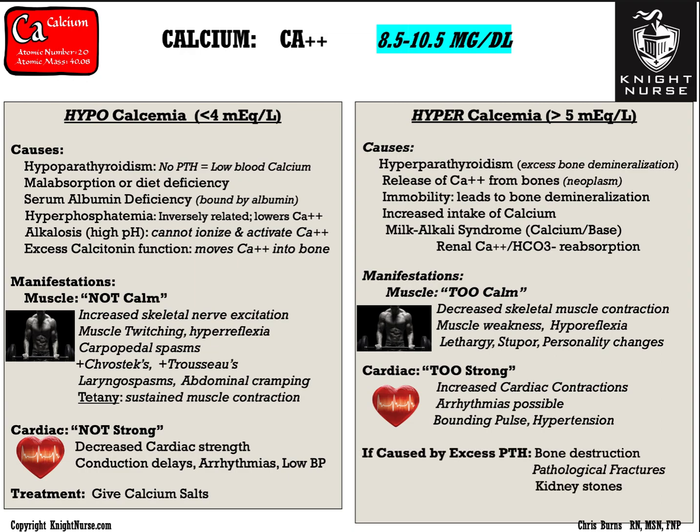Now, if the hypercalcemia is caused from hyperparathyroidism, you're stripping bone. So if you're stripping bone of all of its calcium, you're weakening the bone and you're dumping calcium into the bloodstream. So you can get bone destruction and pathological fractures where they don't need any trauma. Their bones just break because they're weak. And you can also get kidney stones. So the treatment for this is to give phosphate salts, because if you give phosphate, it will lower the calcium level.